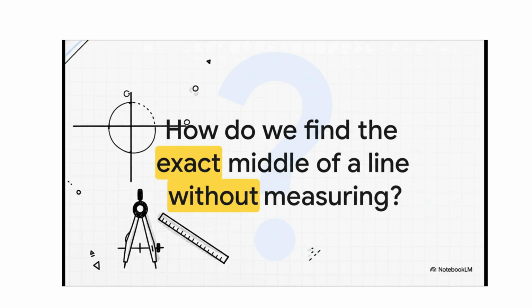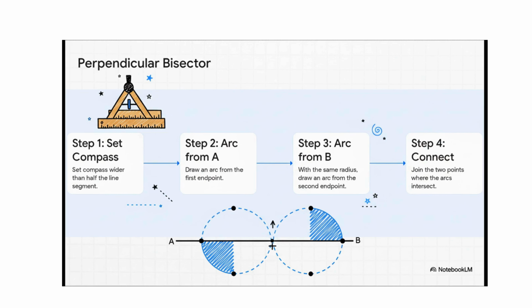Okay, so here's the challenge. I give you a line segment. No rulers, remember. How can you find its exact midpoint and, just for fun, draw a line that's perfectly 90 degrees to it? It seems impossible without measuring, but it's not. Here's how you do it.